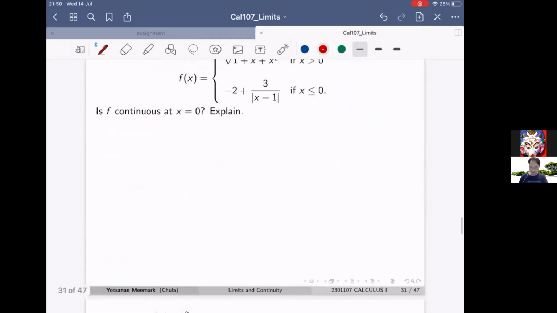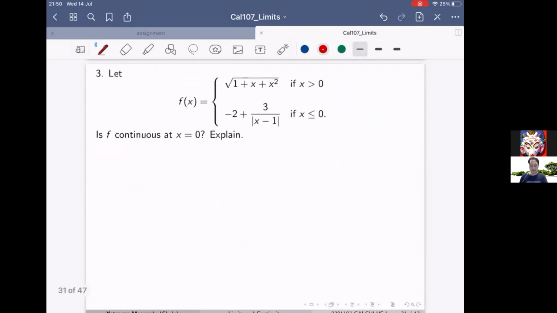So how about this one? We would like to check whether your f is continuous at x equals 0 or not. Again, right here, your f at 0 is already defined to be -2 and then 3 over the absolute value of -1, right? So it is what? It is 1.